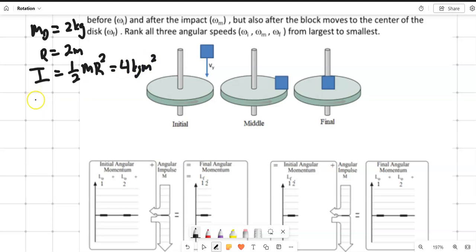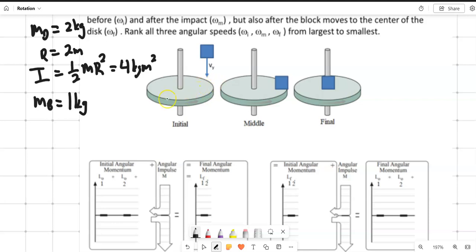Let's say the mass of the block is going to be 1 kilogram. Let's just say it weighs about half the mass of the disk. Okay? So let's do this first part where you have a block that's falling straight down. It's not rotating or spinning, so it has no angular momentum. And it's going to stick to the outer edge of this wheel.